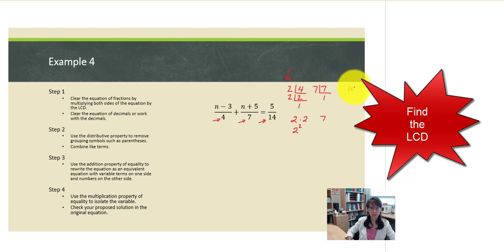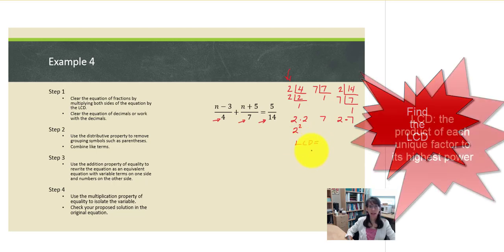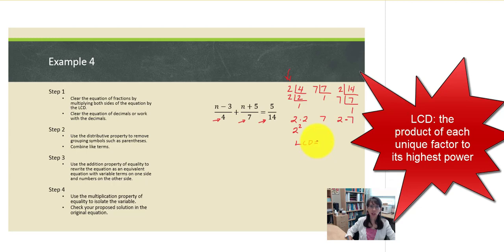Finally, we have 14. Dividing 14 by a prime number, I could start with 2. 14 divided by 2 leaves me 7. 7 divided by 7 leaves me 1. So 2 times 7 are the prime factors of 14. So to build my lowest common denominator, that is the product of each unique factor to its highest power. So what I have to choose from is 2 squared, 7, and 2 times 7.